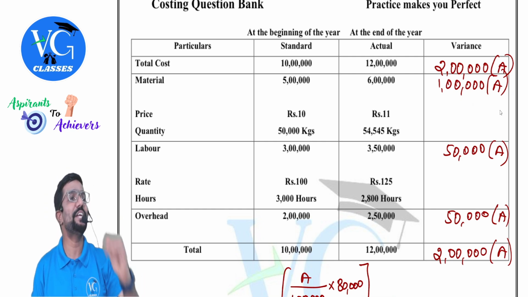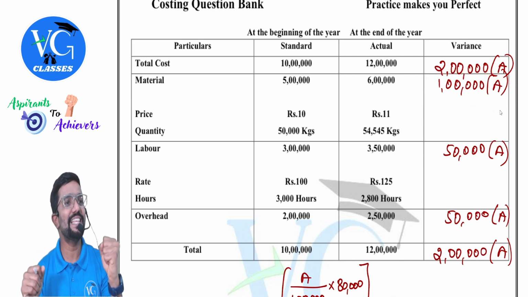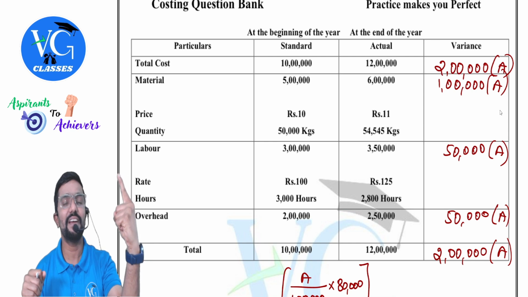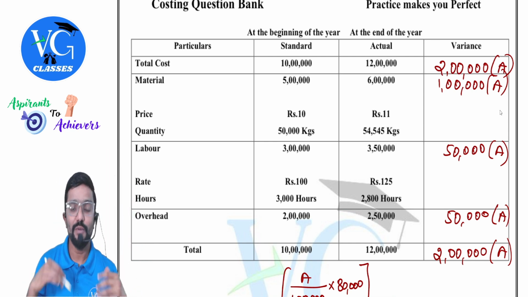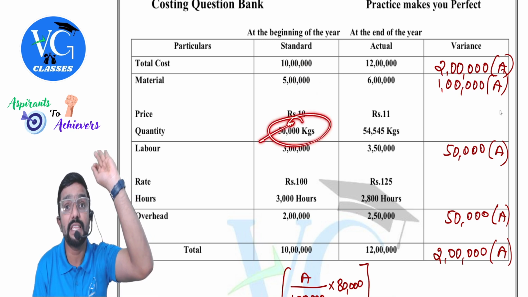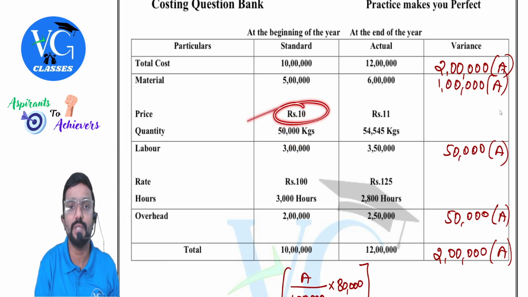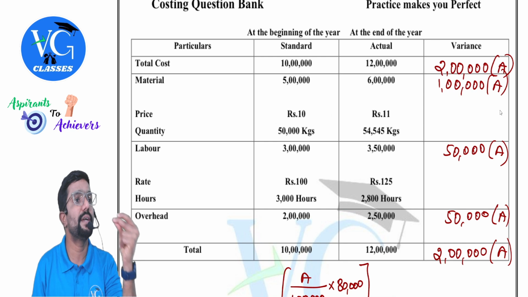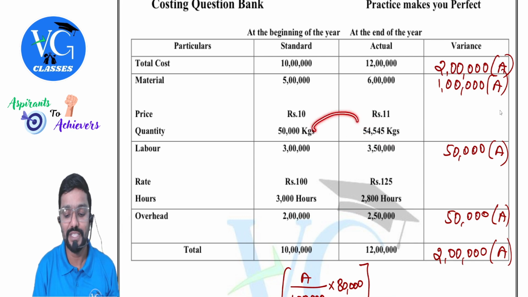Now, let me again try to figure out the reason for this. Sir, this 1 lakh extra, why, sir? Either I have used excess quantity or I have paid excess price for each kg of raw material. So now let us try to figure out that. So this I am breaking down. I was supposed to use standard quantity, 50,000 kgs of raw material in my production process. For each kg, what is the amount I was supposed to pay? 10 rupees. But actually, how much did I use? 54,545.